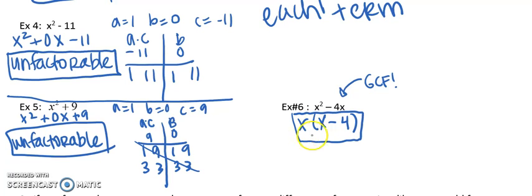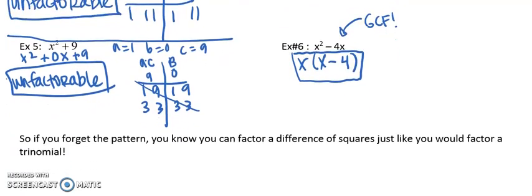Some students will also pull out this x and they'll write unfactorable as their answer because it doesn't go any further. But when you pulled out the x, you factored, so it's not unfactorable. So keep that in mind. That's a common mistake I see.